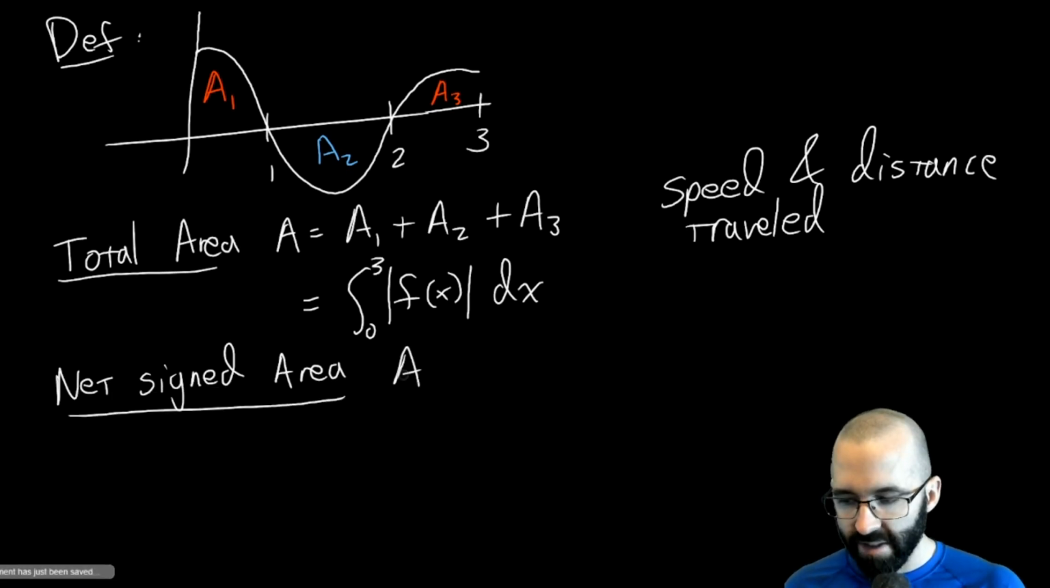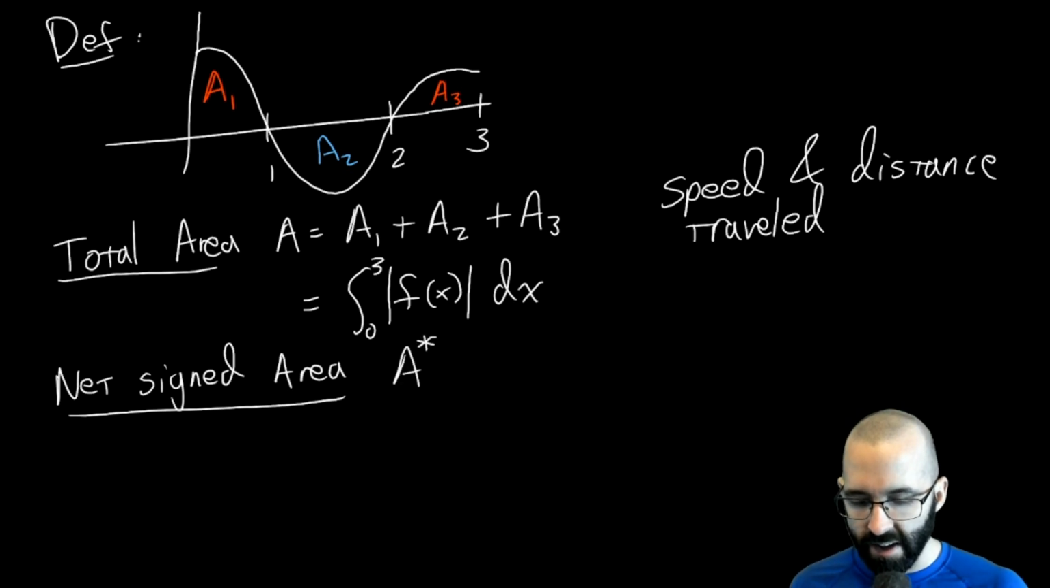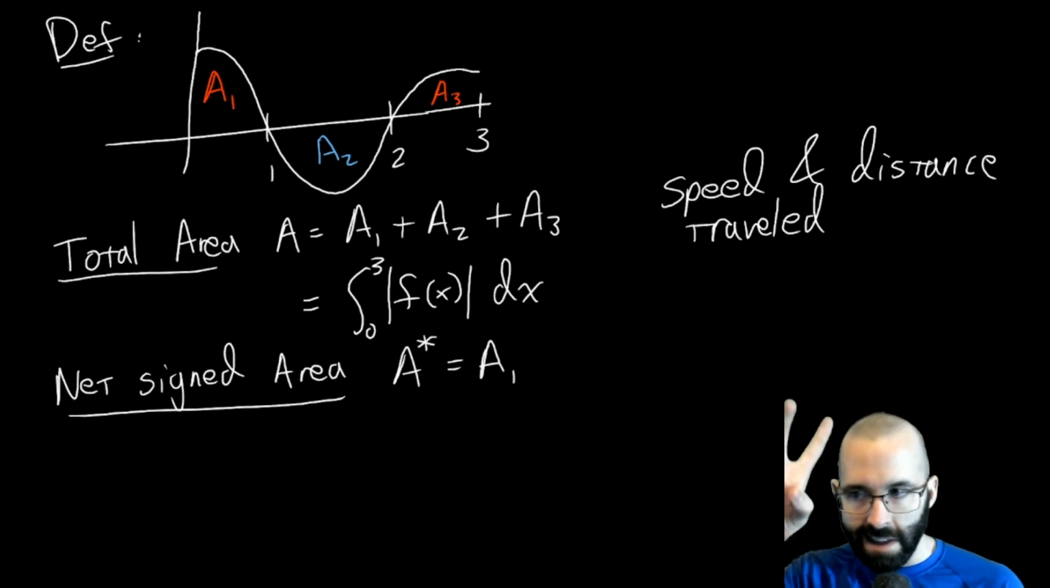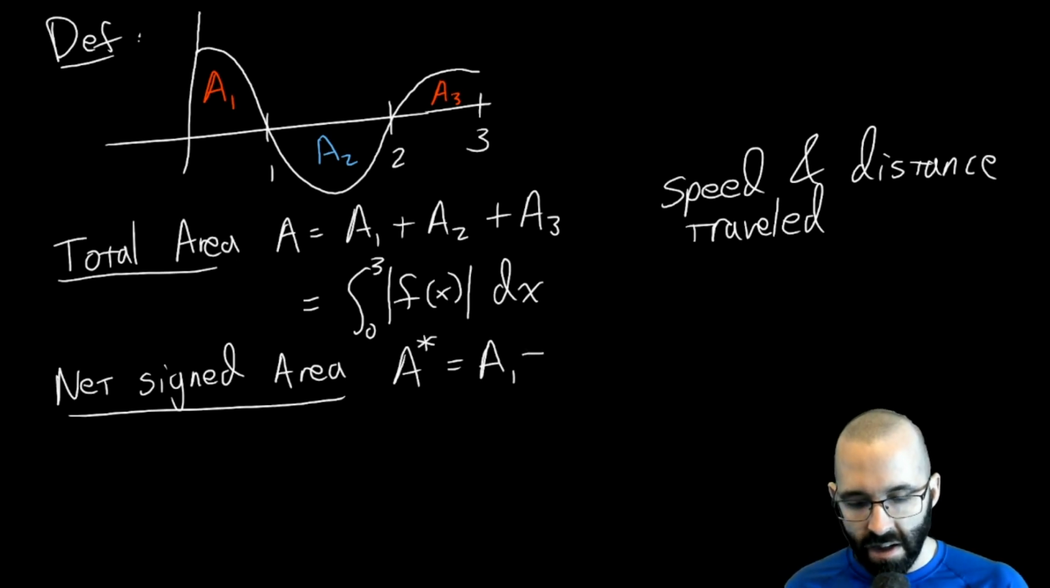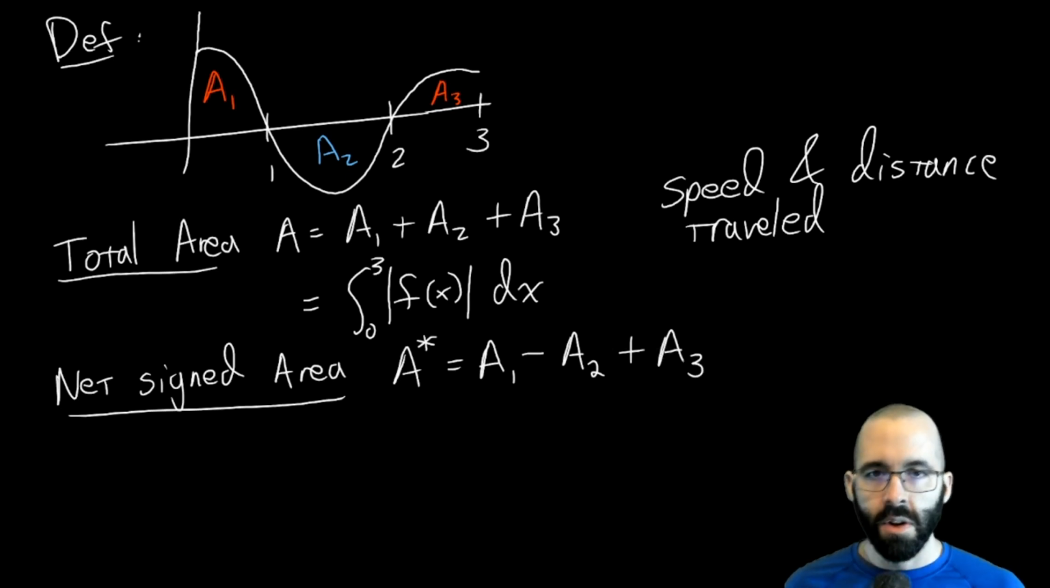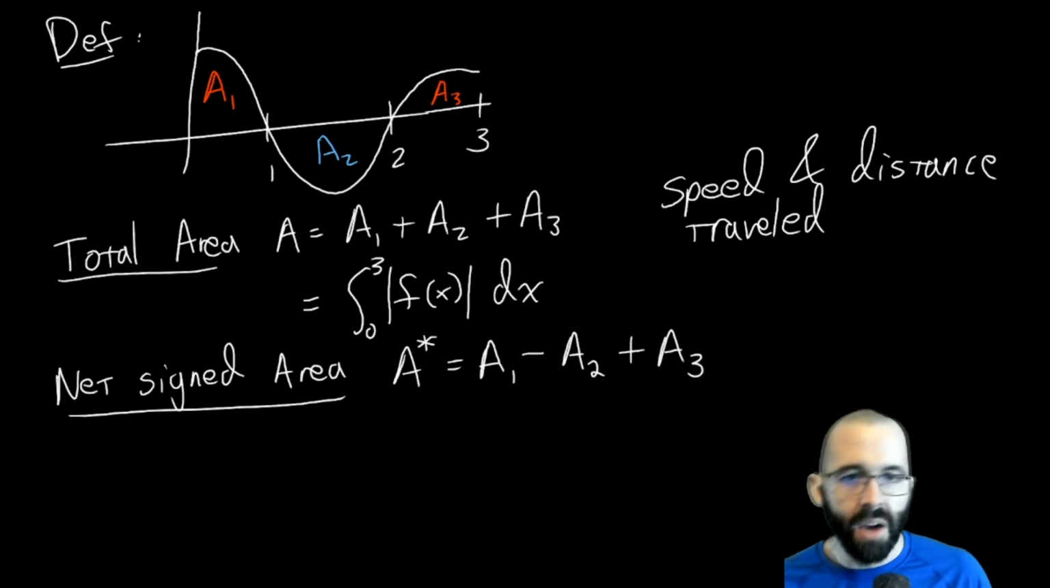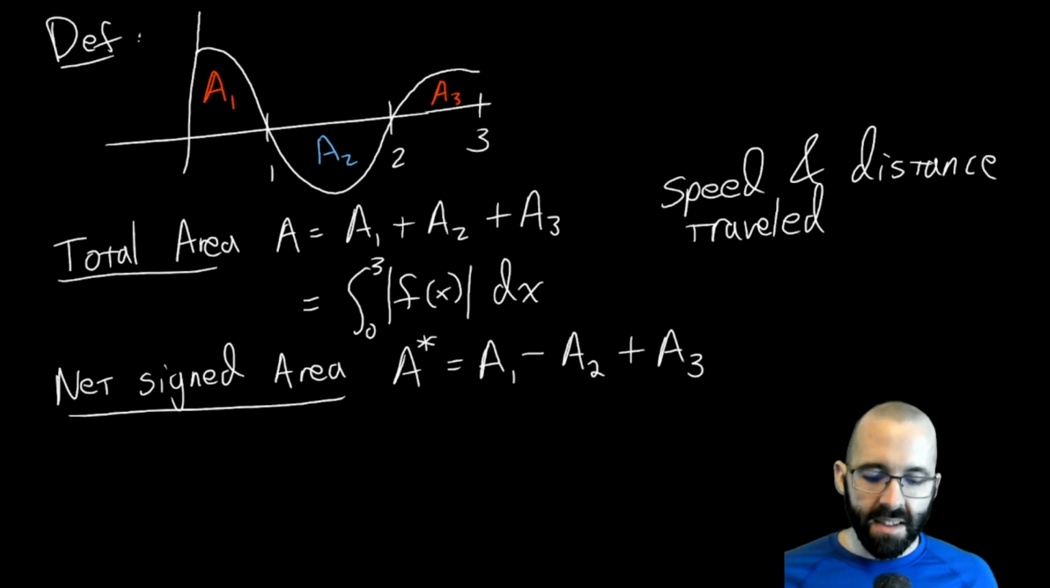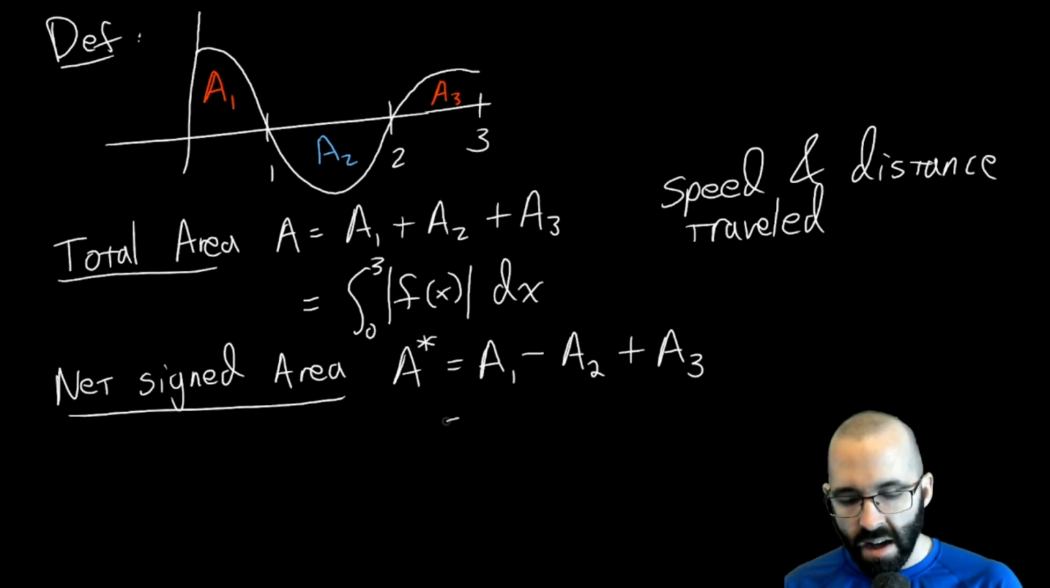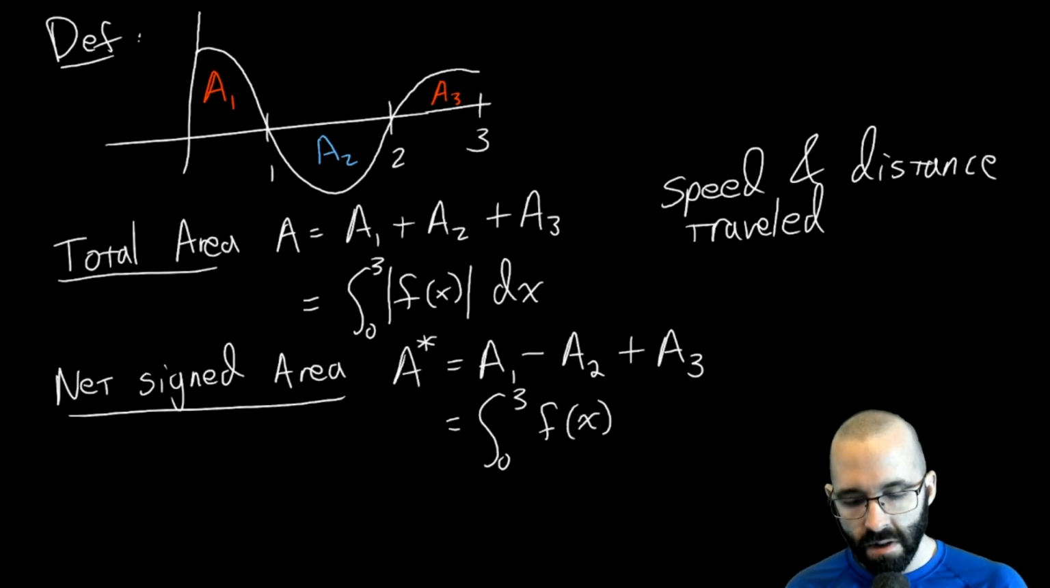I'll call that, it doesn't matter what I call it. I'll call it A star here. And that's going to be the positive area, in quotes, minus the negative area. So if it's under the x-axis, we'll count it as negative. If it's above the x-axis, we'll call it positive. And this is what's actually happening when we directly take an integral.